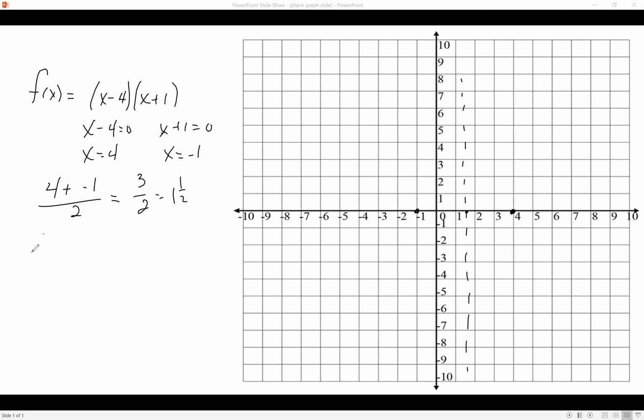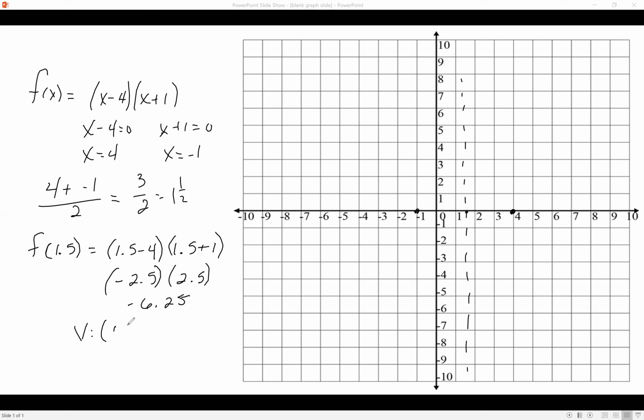And now I know the number that I've got to plug in. I know most of you like decimals, so we'll plug it in with the decimal. Okay, so now I put 1.5 in for my x everywhere. Now 1.5 minus 4 is negative 2.5, and you could use a calculator for that. And this is positive 2.5. Maybe we should start seeing a pattern there. When I multiply those together, I get negative 6.25. So my vertex is now at 1.5, negative 6.25.